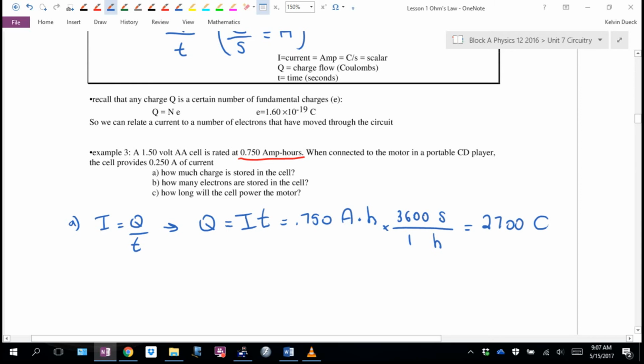You can't get it all out at once. That would be tremendous. Because 1 coulomb, I've already told you, if you absorb that all at once, that's a massive amount of charge.